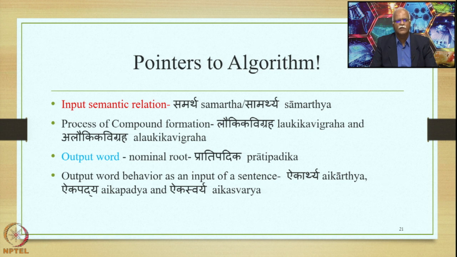Towards the end, we would like to point towards forming an algorithm to formulate the samasa. So the input semantic relation is the samarthatva or samarthya, where two or more interrelated words from a sentence make the input. Then the process of compound formation happens from Laukika Vigraha onwards up to Alaukika Vigraha, Subluk, the Samasanta Pratyaya, the Purvapada Karya and also the Uttarapada Karya, and then we get the finally derived compound output word, which is a Pratipadika, a nominal root. The output word behaves as an input of a sentence. There are three features of this output word, namely Aikarthya, Aikapadya, and Aikaswarya.